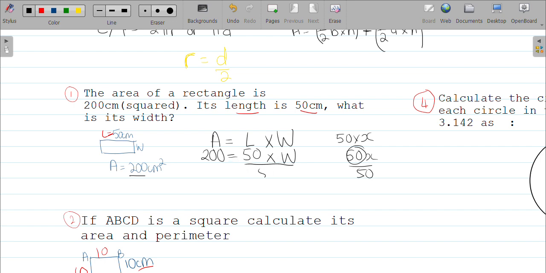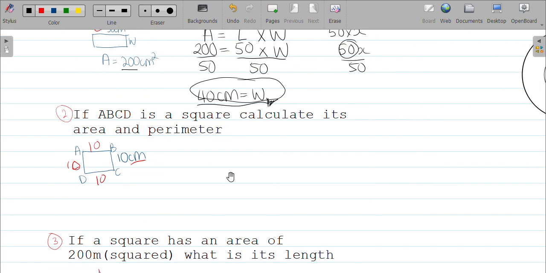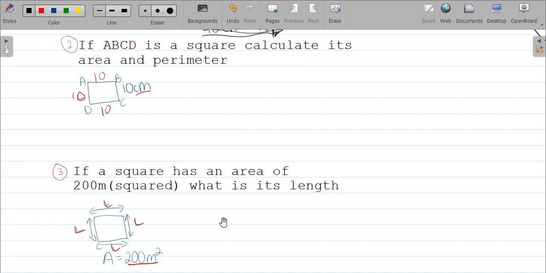So that's what we're going to do over here. We divide by 50, and whatever you do to one side, you do to the other side. So 200 divided by 50 gives me 40. So it will be 40 centimeters, which is equal to my width. That is what it asked: what is its width, and this is our answer. Okay, well done. Let's carry on to question number 2.